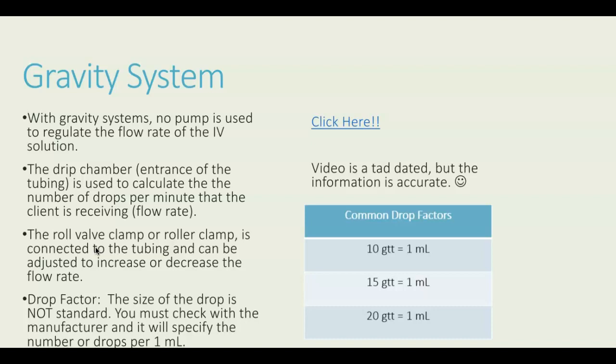Check the drop. Again, the drop size is not standard. You always have to check with the manufacturer of your tubing to see what the actual drip rate is for a particular tubing. That's very, very important, because that drop factor is the information you're going to need to make your calculations. I do have a video here. It's not one of my videos. It's a few years old and a little dated, but the information is still accurate. I encourage you to pause the video, access the PowerPoint, and listen to that video at your leisure. I'm not going to play it now, but I encourage you to watch it when you have a moment.